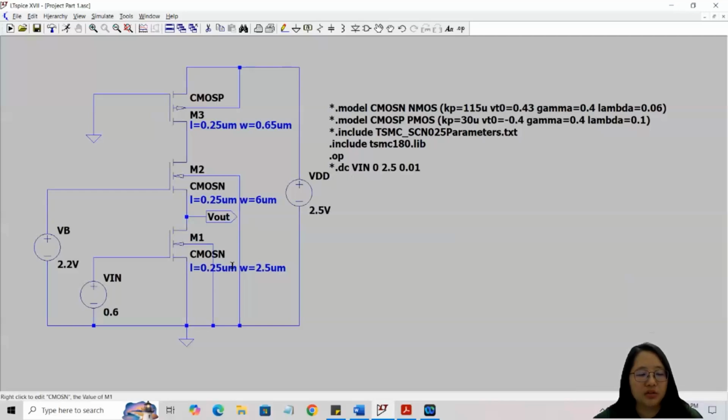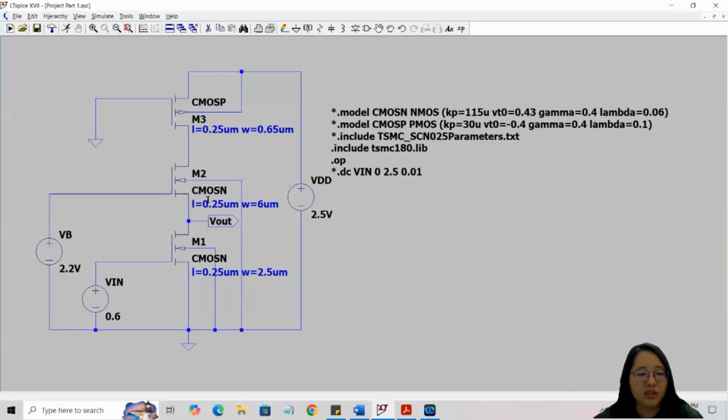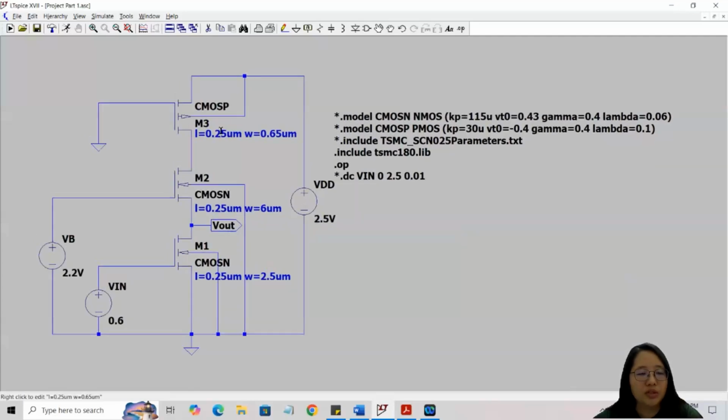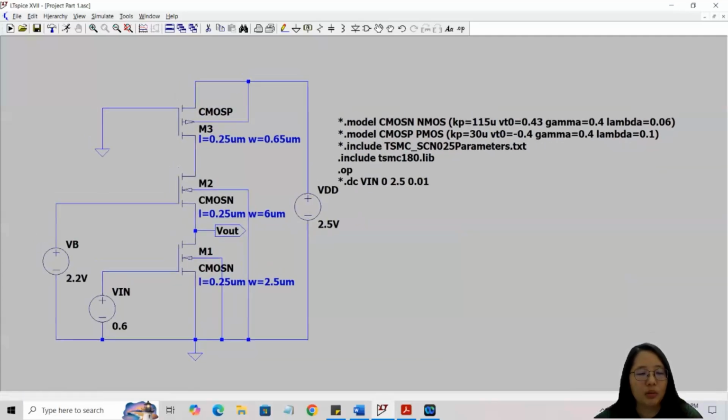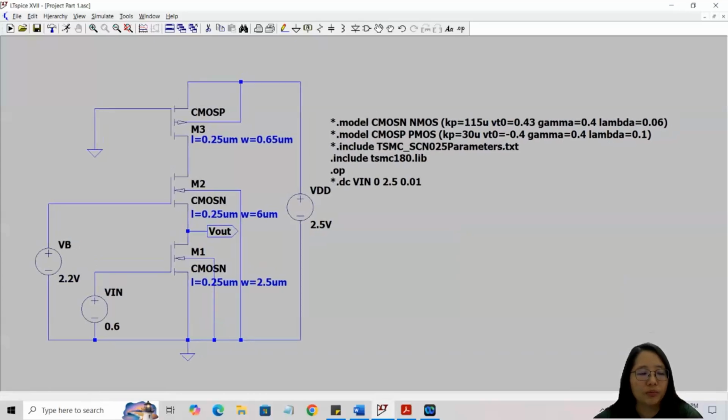M1 is NMOS, which is L equal to 0.25 μm, W equal to 2.5 μm. M2 is NMOS, which is L equal to 0.25 μm, W equal to 6 μm. M3 is PMOS, which is L equal to 0.25 μm, W equal to 0.65 μm.